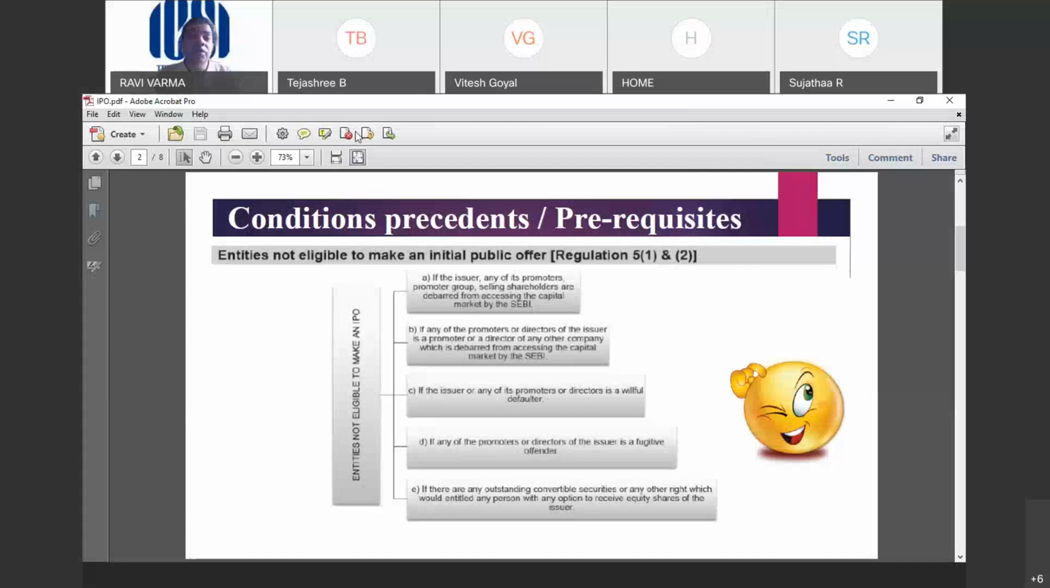Then if you are a willful defaulter or a fugitive offender. So out of all those conditions, this is how I remember three conditions. Because if in the exam, a brief on the IPO, initial public offer, is asked, how will I start? First, I will write under what circumstances you can come. And second, I will write what conditions are to be fulfilled before coming to the IPO. So I remember them with three words: BOW.